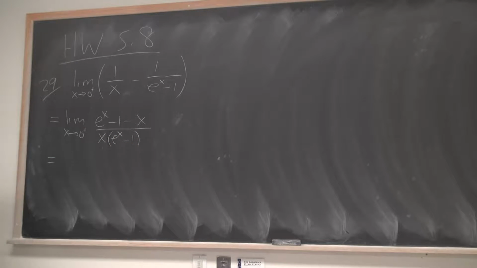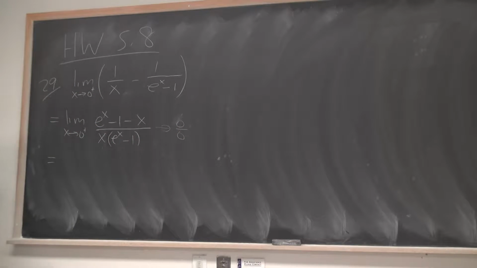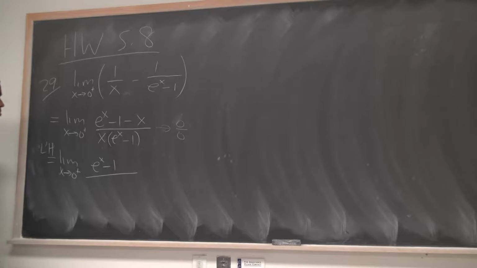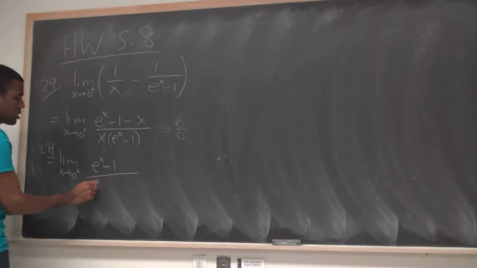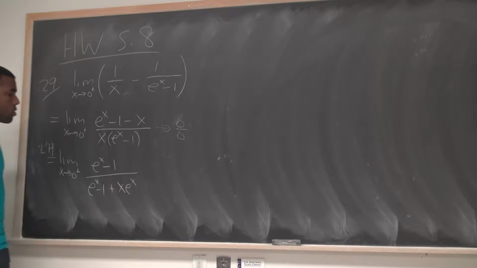Okay, what do we have now? This gives us 0 over 0, which means we can apply L'Hopital's rule. So I'm going to apply L'Hopital's rule here. The derivative of the top is e to the x minus 1, and the derivative of the bottom, by the product rule, is e to the x minus 1 plus x e to the x.